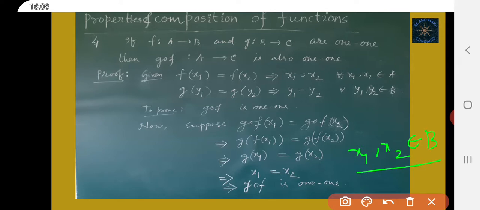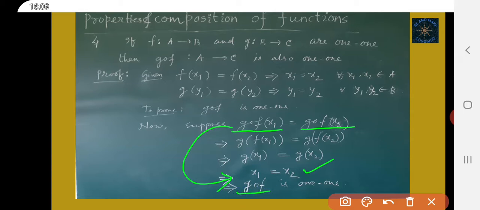Then you have x1, x2, as g is a one-one function. So now you have gf of x1 equals gf of x2, which gives x1 is equal to x2. So gf, this function mapping from A to C, is one-one.